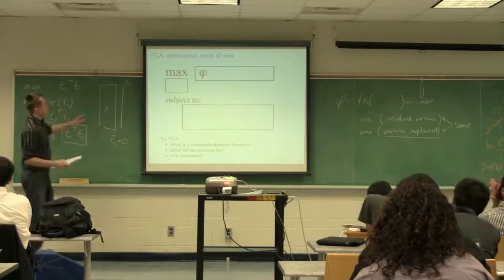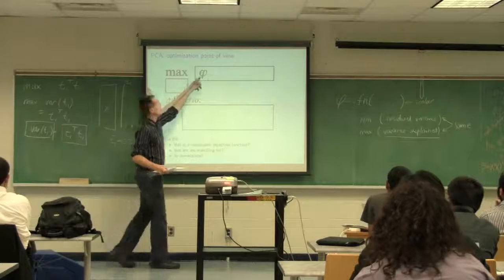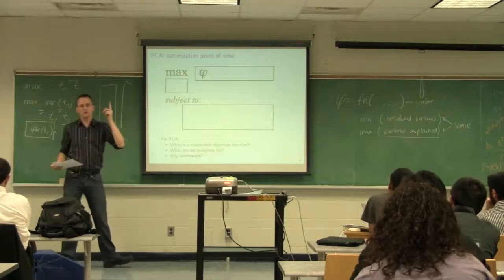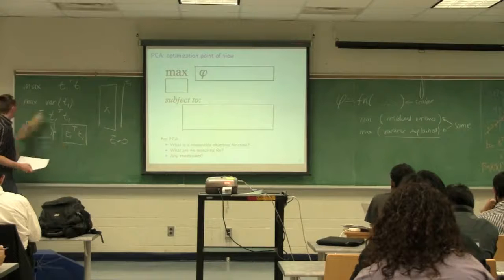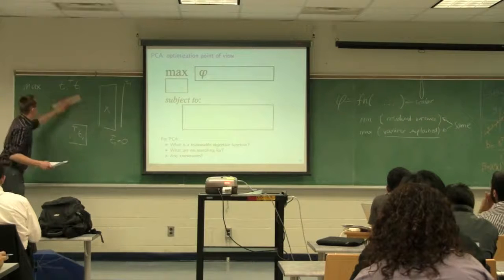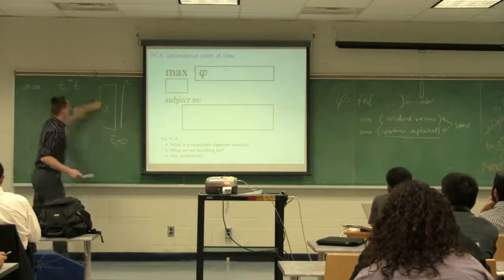So the objective function for PCA is trying to maximize the variance. We're just looking at one component for now. Mathematically, that can be written as maximizing T1 transpose T1.